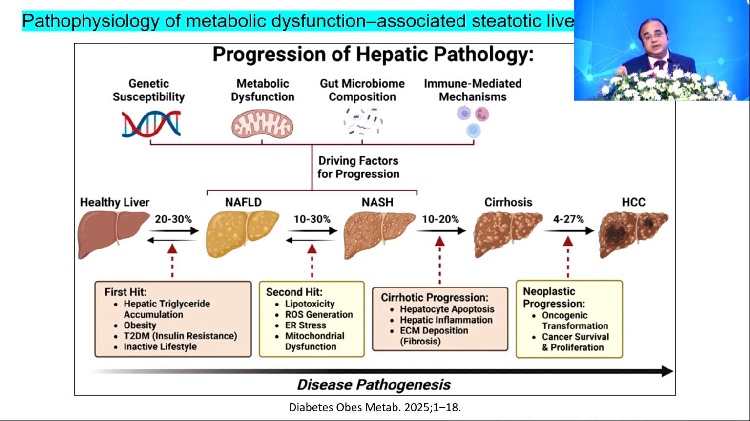Sometimes even the gut microbiome can make the intestine more permeable and its wider effect can be felt, and an immune-mediated mechanism could also be there. If you look at the healthy liver, it progresses to NAFLD, then NASH, then cirrhosis, and ultimately hepatocellular carcinoma. So what causes all this pathophysiology? It is the hepatic triglycerides, and it is obesity, type 2 diabetes, and an inactive lifestyle.